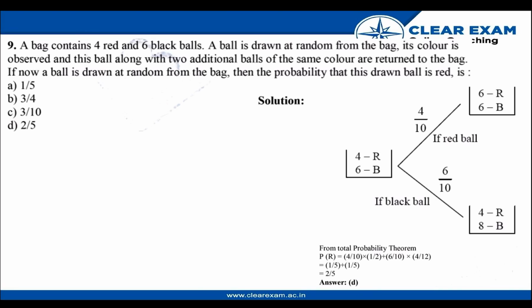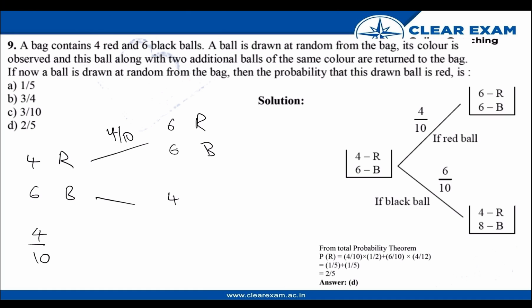So let's first see, initially there were 4 red balls and 6 black balls. So the initial probability of picking a red ball was 4 upon 10. So with that, if the red ball is actually picked, then there are 2 more red balls that are added to the bag. That becomes 6 red balls and 6 black balls. If not, then 4 red balls and 6 plus 2, 8 black balls.